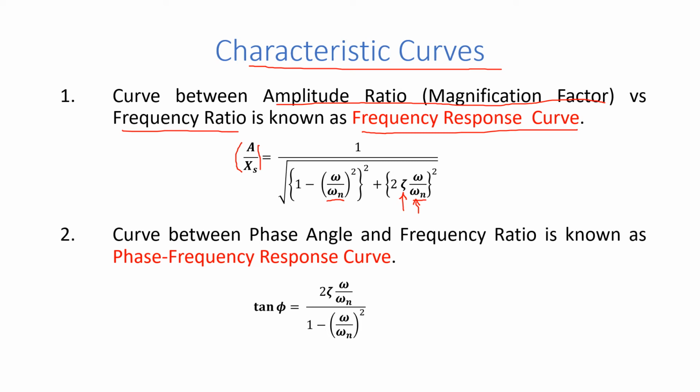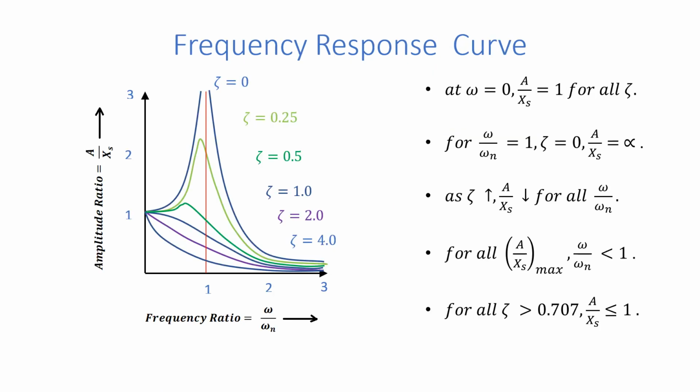The second characteristic curve which we make is the phase frequency response curve. It is the curve between phase difference and the frequency ratio. As zeta and omega by omega n are varying, phase difference phi varies, and we will be plotting that.